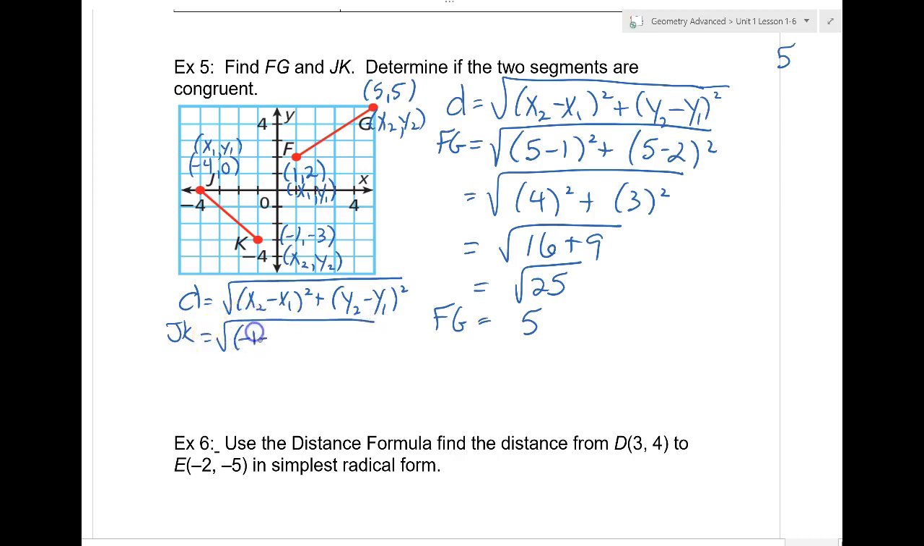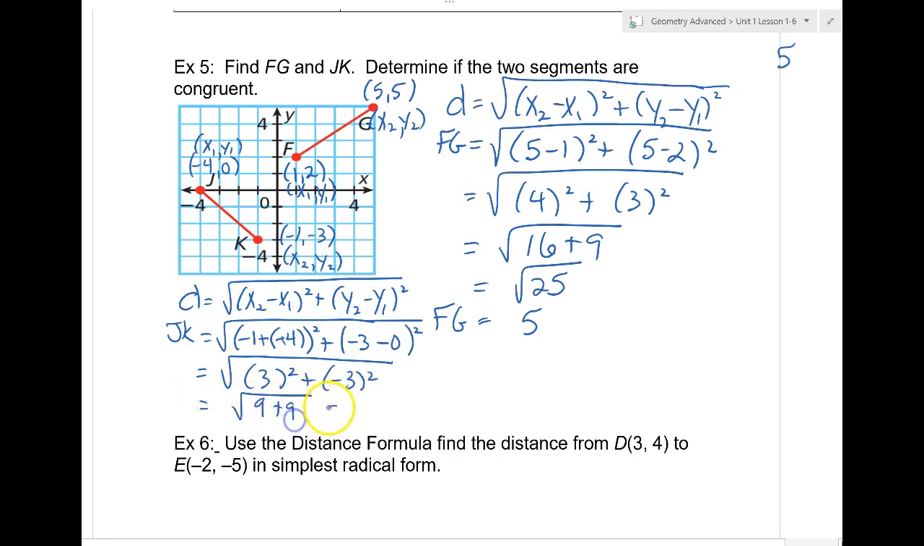x2, I have a -1 minus a -4. Notice when I plug stuff in, I use parentheses. Why? So I don't lose track of my negative and positive signs that way. You guys do when you don't. So y2 is a -3 minus y1, which is 0, squared. Guys, if I subtract a negative, it makes it what? All right, so it's a -1 plus 4, which gives me 3. So we got 3 squared here. I have another -3 squared. I get the square root of 9 plus 9, which is the square root of 18.